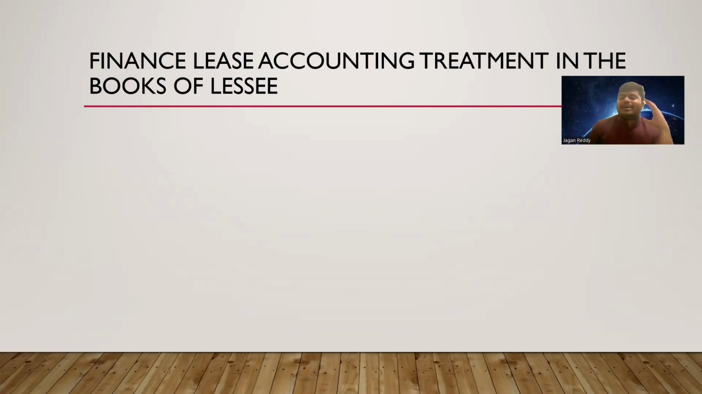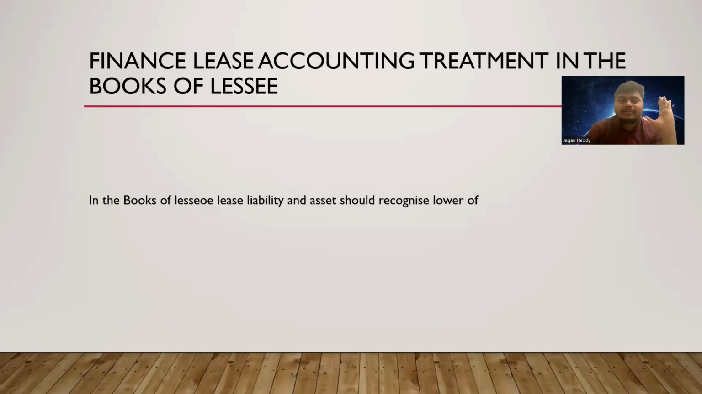First one is lease term. You should calculate the lease term from the definition. Now we have to calculate at the inception of the lease. You have to calculate two things: one is the asset as well as the lease liability. In the books of lessee, the asset and lease liability shall be considered at the lower of the fair value of the asset or the present value of minimum lease payments from the viewpoint of the lessee. Whichever is lower, we have to consider.